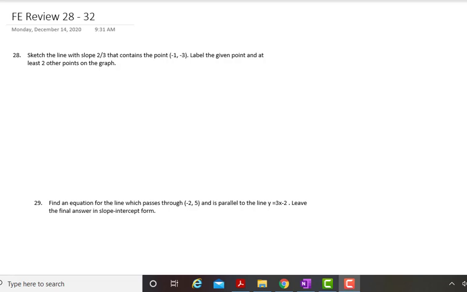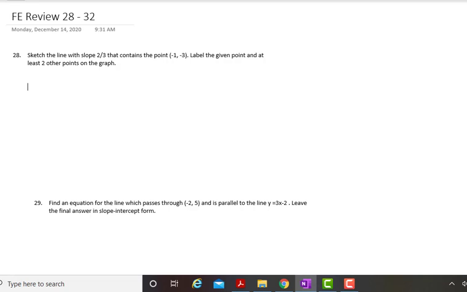MathStudent 40 final exam review, questions 28 through 32. 28. Sketch the line with slope 2/3 that contains the point -1, -3. Label the given point and at least two other points on the graph.